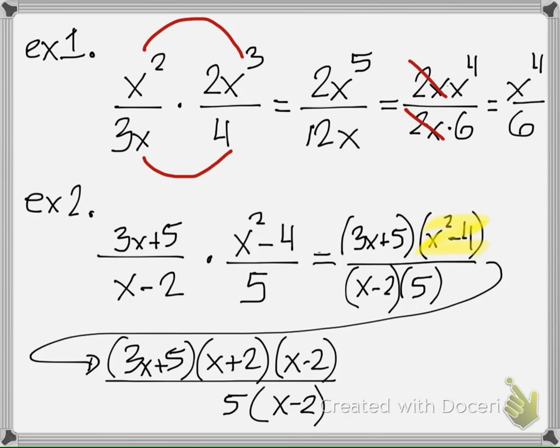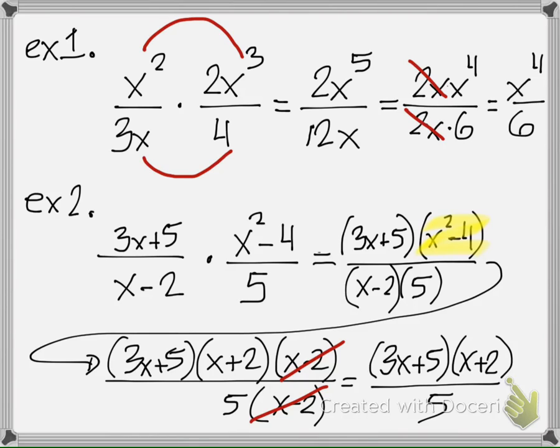Now you have that situation where you have an x minus 2 on the numerator and the denominator. You could then reduce that by canceling out those x minus 2's, and your final answer is 3x plus 5 times x plus 2 all over 5. So that's fully reduced. Go ahead and take a moment to copy that down, otherwise we're going to move on to example number 3.